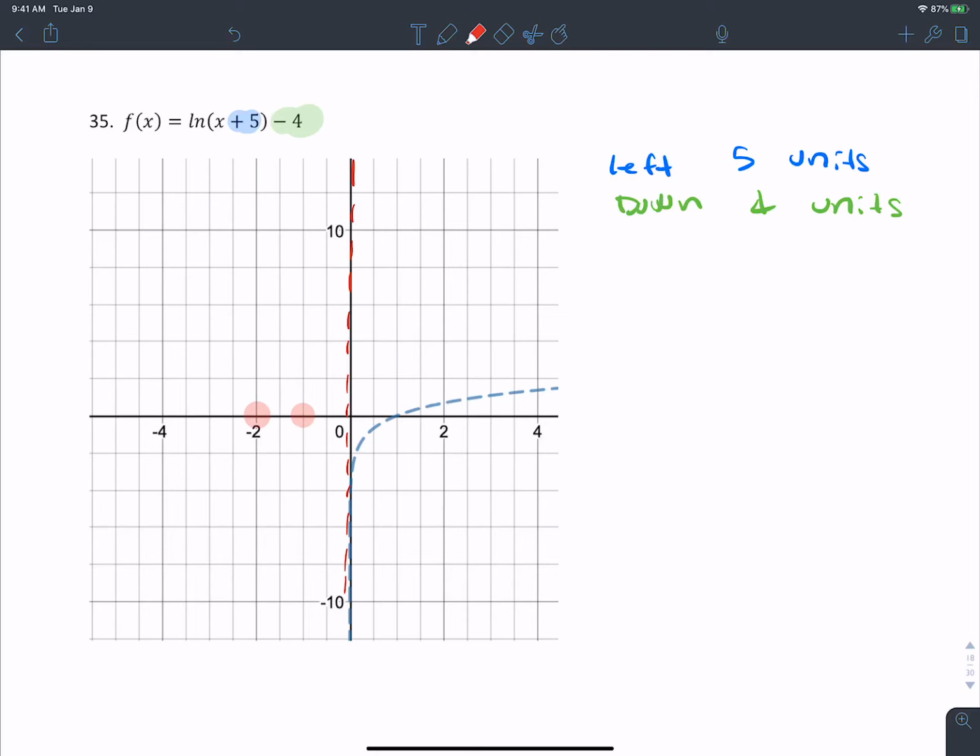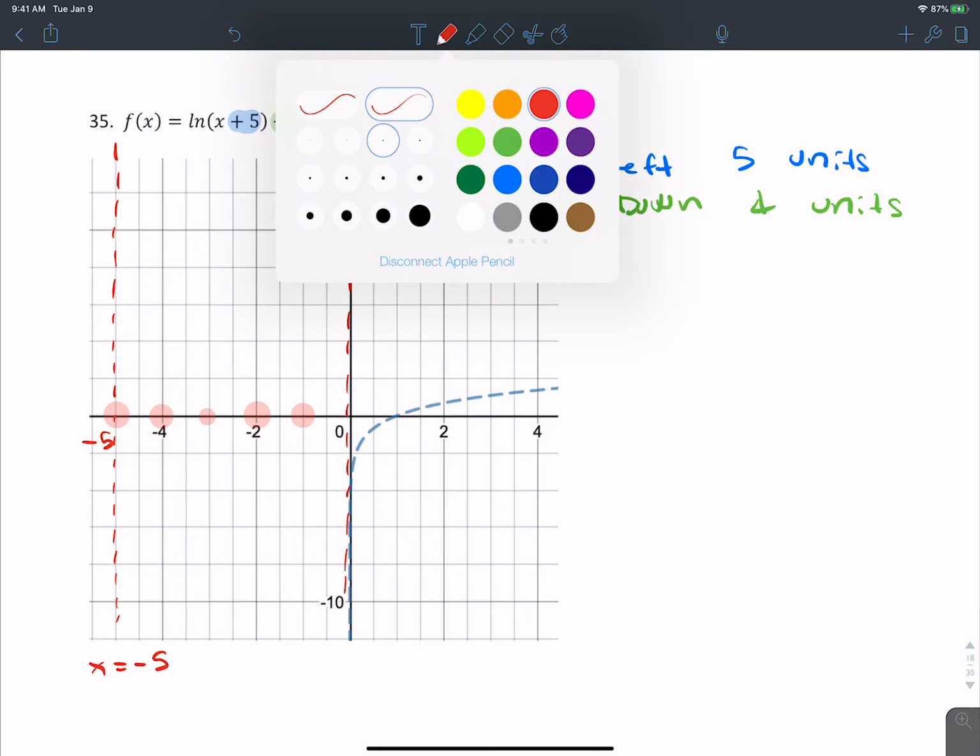Here's 1, here's 2, here's 3, here's 4, and here's 5. So here's the location of my new y-axis. This happens at the vertical line here, x equals negative 5. That's where negative 5 is. I also have to move, though, my x-axis down 4 units. So I move everything to the left 5 units and down 4. So my x-axis goes down 4 units as well.